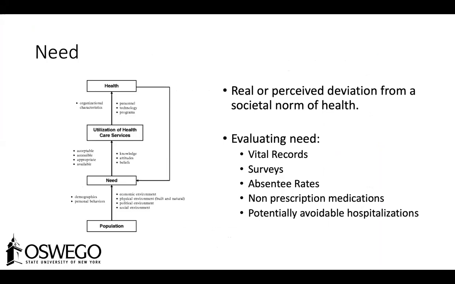So now we're going to move on to need. This is a real or perceived deviation from a societal norm of health. As we consider need, we typically think about it from a population perspective. Need at the community level can be measured in a number of ways, including vital records, surveys, absentee rates, non-prescription medication, and potentially avoidable hospitalizations. What we are trying to do is anticipate the use of health services before they actually happen.